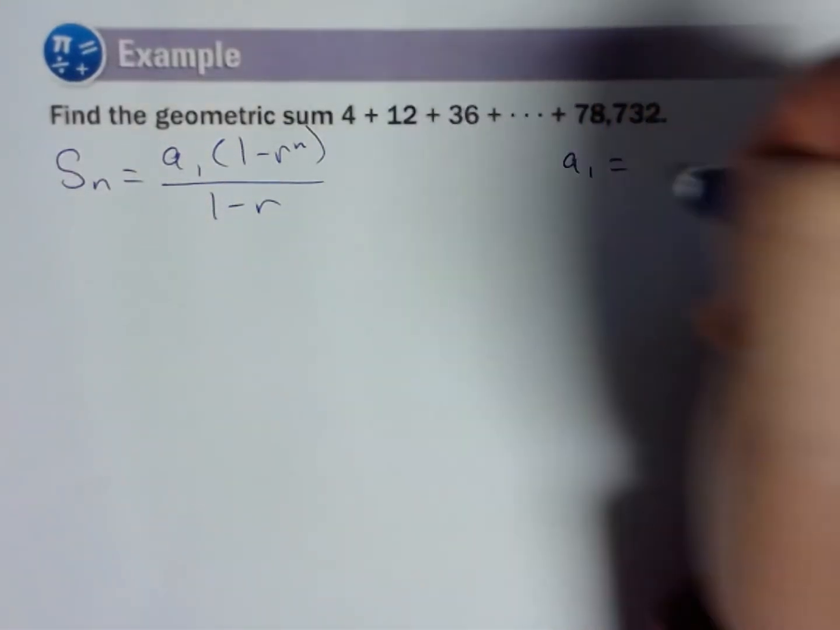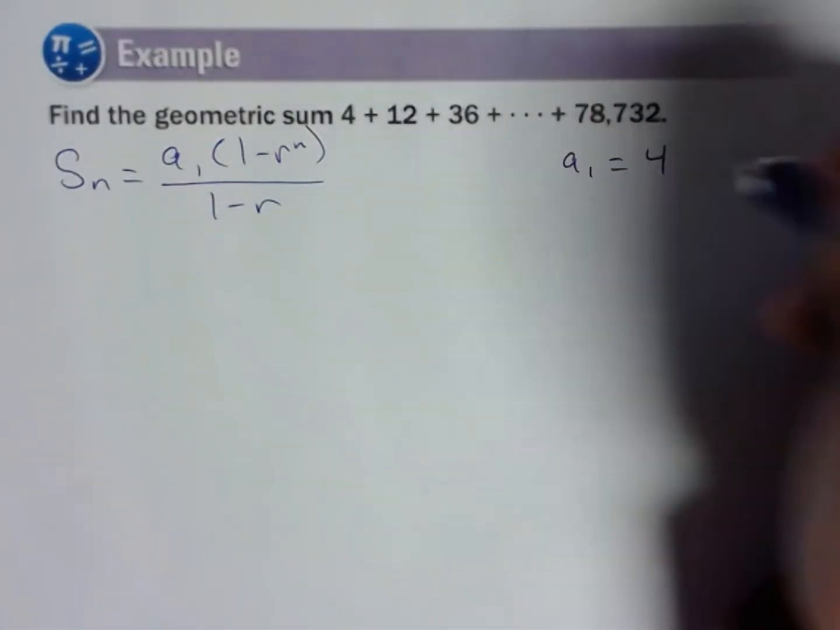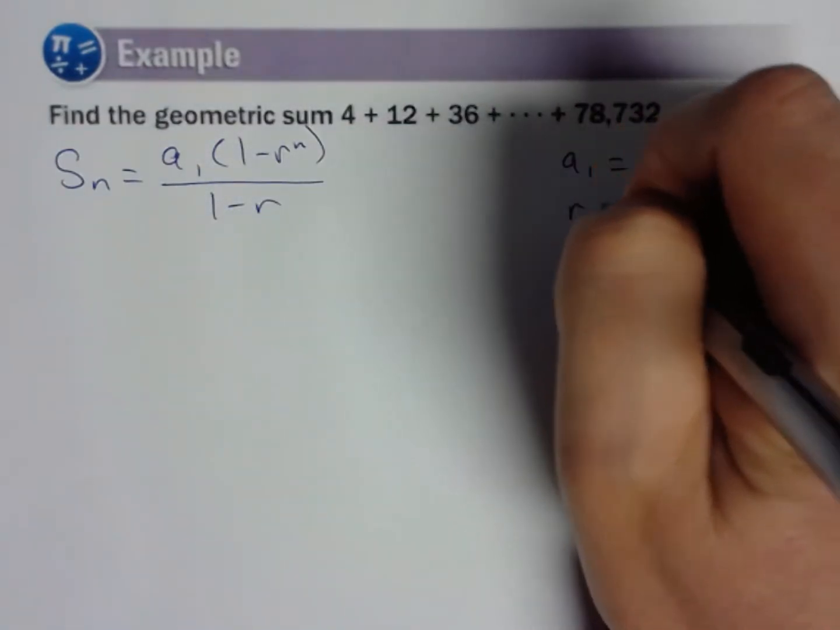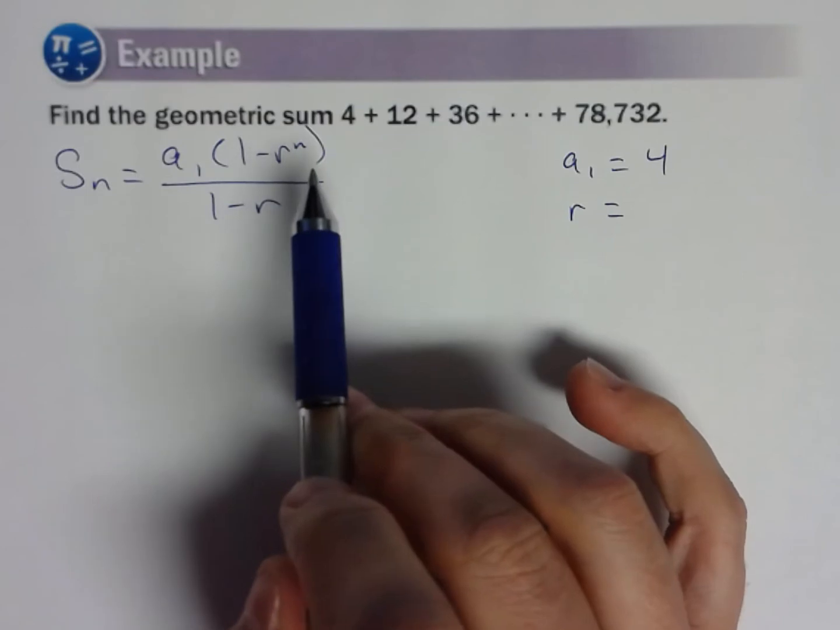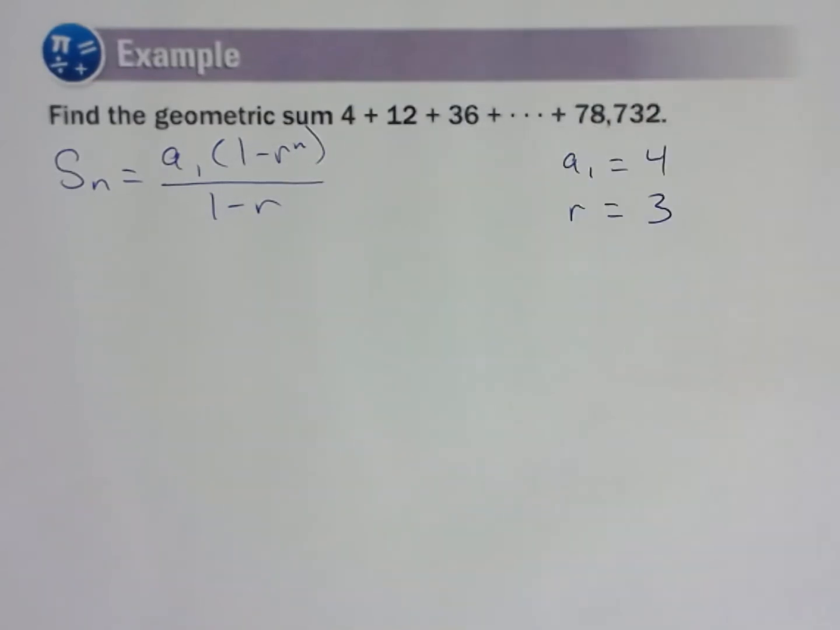So first term, hey, we've got that. That's 4, no problem. r? Well, 4, 12, 36, what are we doing? Oh, we're multiplying by 3 each time. So we know what r is.